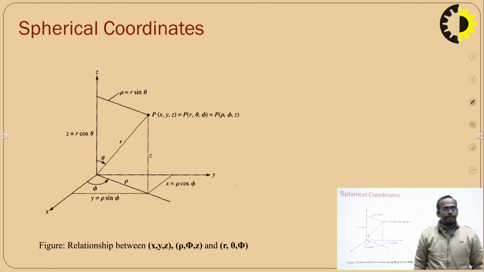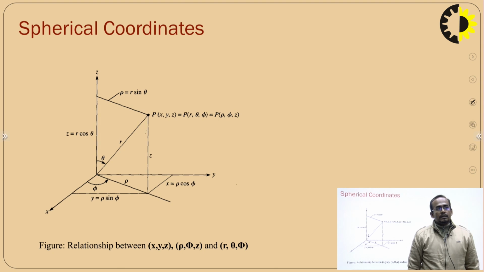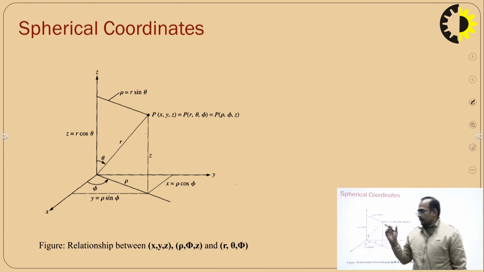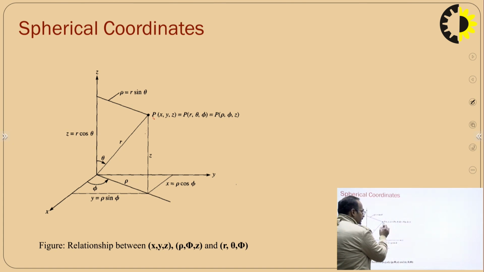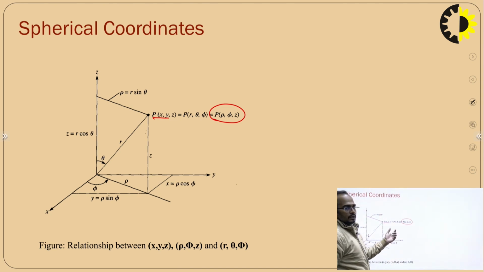Now, how will you map these spherical coordinates with Cartesian coordinate systems? In the previous case, in a cylindrical coordinate system, I considered P(x, y, z) equal to P(rho, phi, z). Now I am going to discuss the Cartesian coordinate system and the spherical coordinate system. So what will I write? I will write P(r, theta, phi).